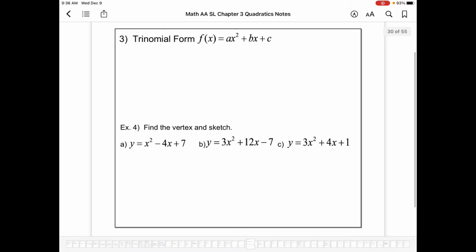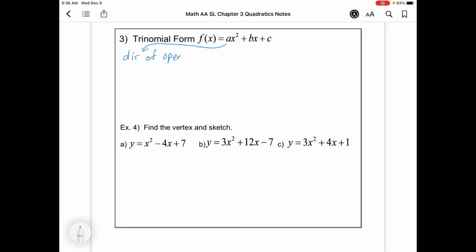Though, of course, not all of them have x-intercepts. Trinomial form is the least helpful of these forms, but it is also the one that we probably most frequently run into. So we still have an ax squared. That's our leading coefficient. It still tells us the same thing as it used to. It tells us direction of opening: positive would be up, negative would be down, and it tells us steepness.